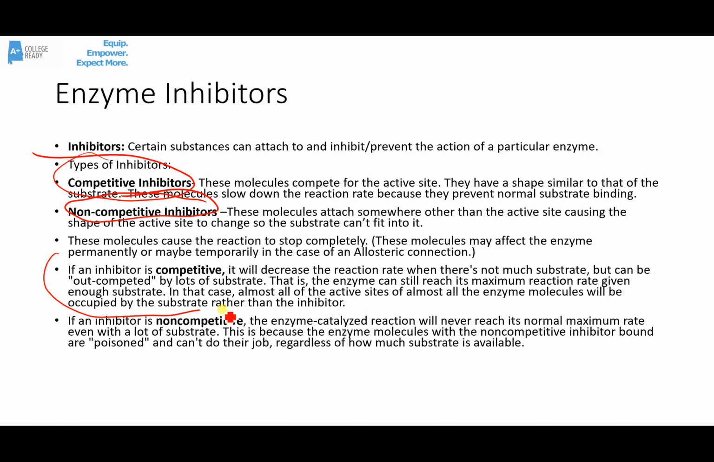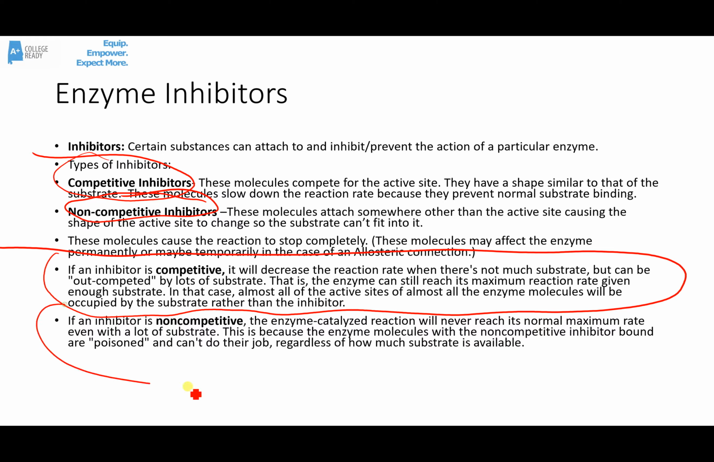So if an inhibitor is competitive, it decreases the reaction rate when there's not much substrate, but can be outcompeted if there's a whole lot of substrate because they're competing for the same place. If an inhibitor is non-competitive, the enzyme catalyzed reaction will never reach its normal maximum rate, even with a lot of substrate, because it's not competing with the substrate for a spot. The spot that it binds is open, it will bind there, and that prevents other substrates from binding to the active site.